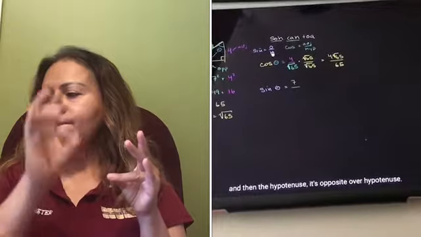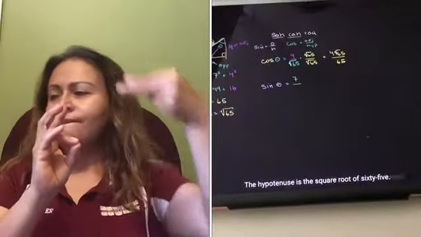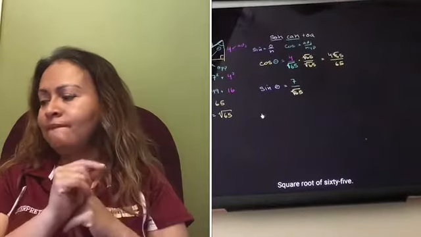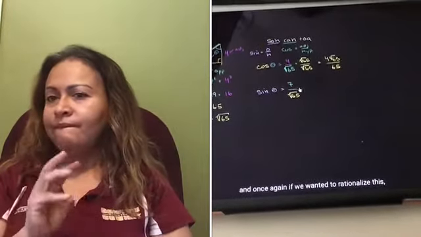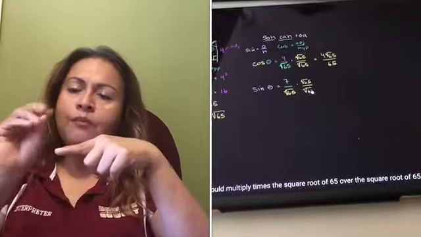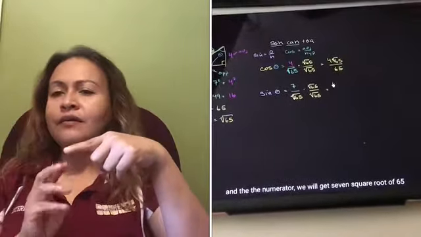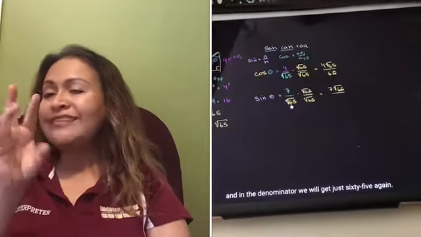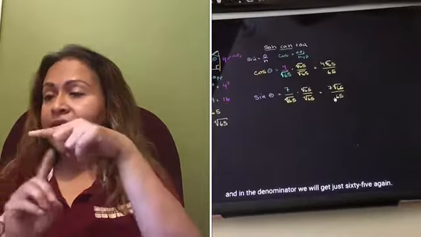And then the hypotenuse, it's opposite over hypotenuse. The hypotenuse is the square root of 65. Square root of 65. And once again, if we wanted to rationalize this, we could multiply it times the square root of 65 over the square root of 65. In the numerator we'll get 7 square roots of 65, and in the denominator we will get just 65 again.